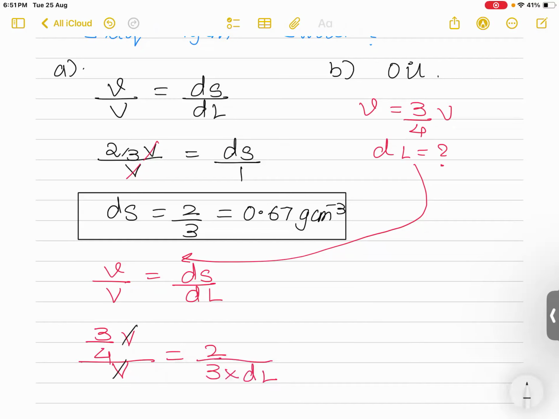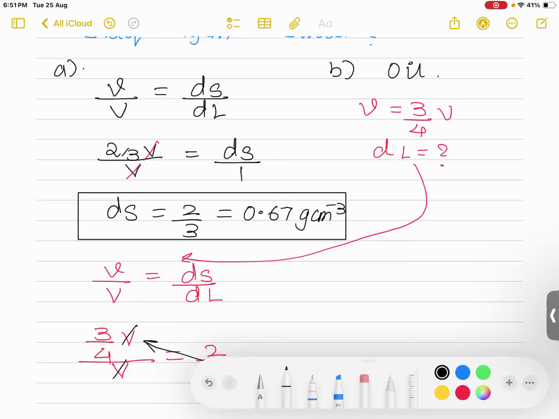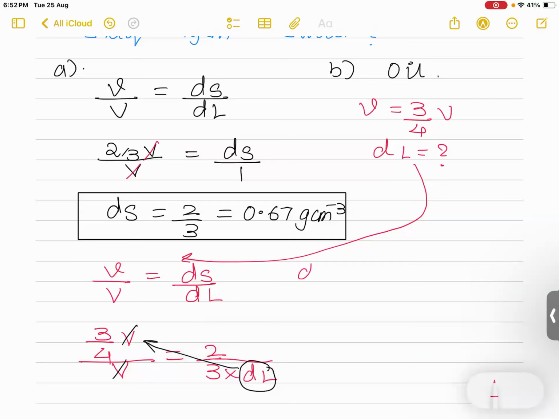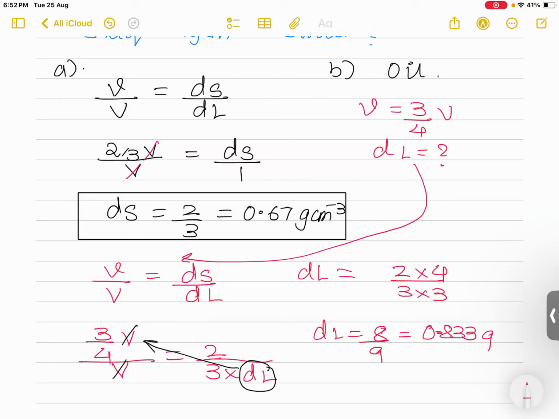I can cancel this V and V. We can shift that dl to this side. So we will get dl is equal to 2 into 4 upon 3 into 3. So we will get dl as 8 upon 9. And 8 upon 9, when we solve, is 0.833 g cm raised to minus 3. Okay, so this is how we get our answer.